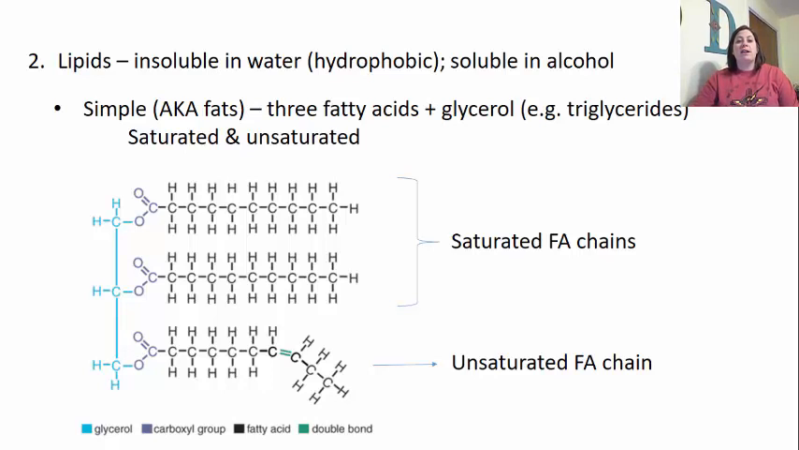Triglycerides can be saturated or unsaturated. If they're saturated, this means that the carbon chain is completely surrounded by hydrogens. All right, so they're saturated with hydrogens. On the other hand, if it's unsaturated, you can see it here in the lower part. This is where there's some hydrogens missing, which causes a double bond between the carbons. Okay, so if there's a double bond present, it's missing some hydrogens. This is an unsaturated fatty acid.